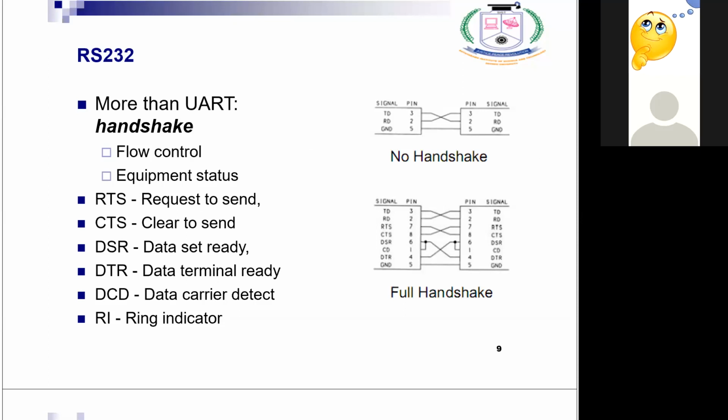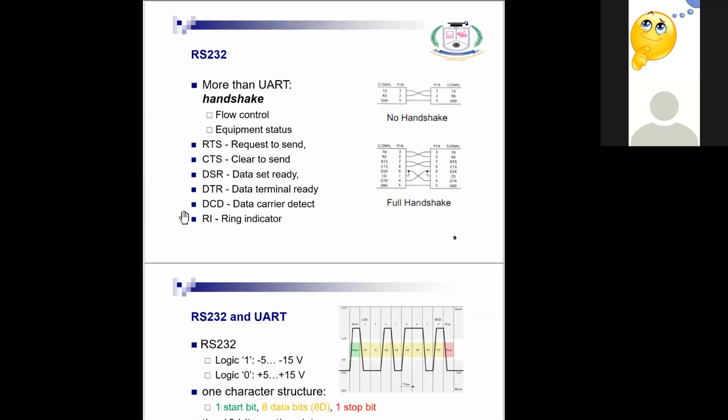So it has 9 pins. You have seen RTS, request to send, and CTS, clear to send. Data set ready, data terminal ready, data carrier detect, and ring indicator. All these are handshake signals to communicate between transmission and reception. We have to understand whether I have received the data, whether I can send data, whether the data set is ready or not, and whether the data terminal is ready or not. That is all available in RS232.